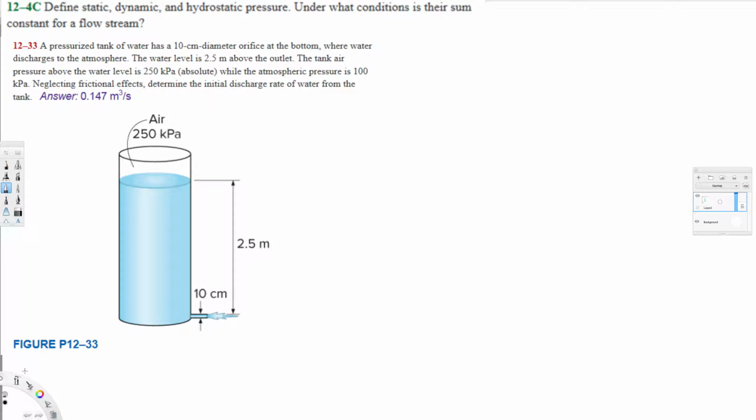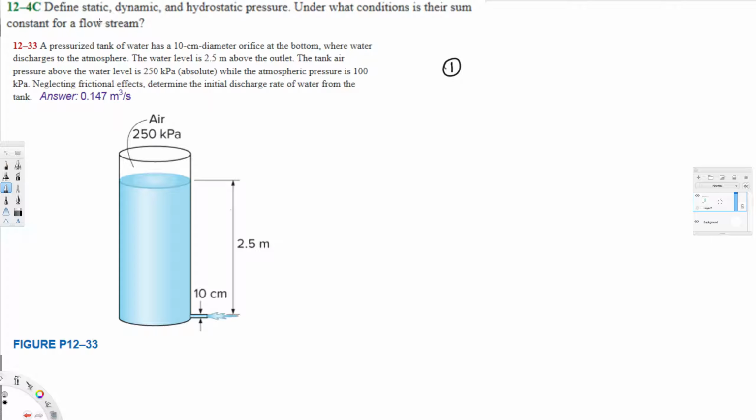Let's do this problem right here. So the first question is asking to define static, dynamic, and hydrostatic pressure. Let's see how we can define this. Okay, let's put this first question as 1.